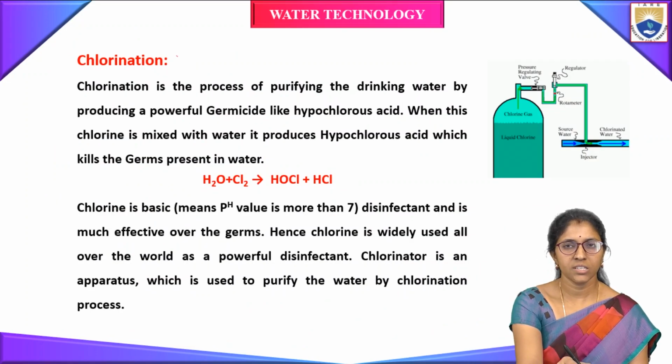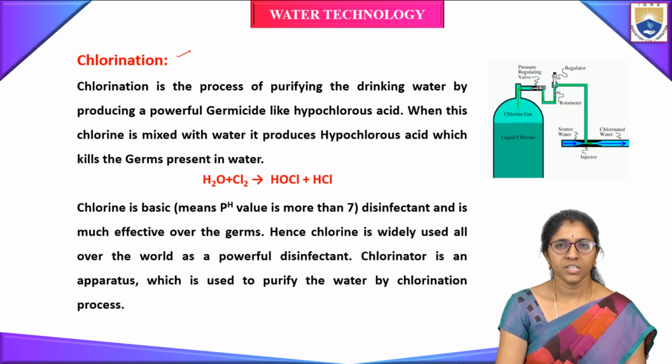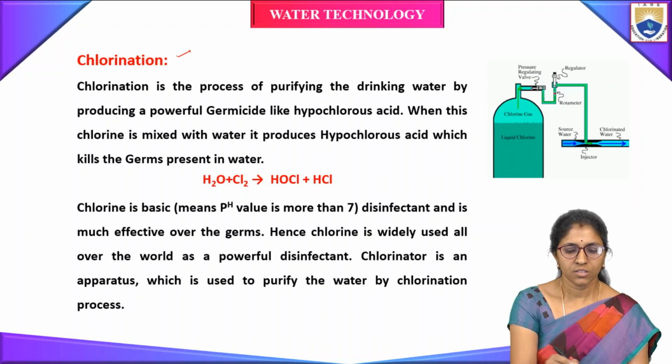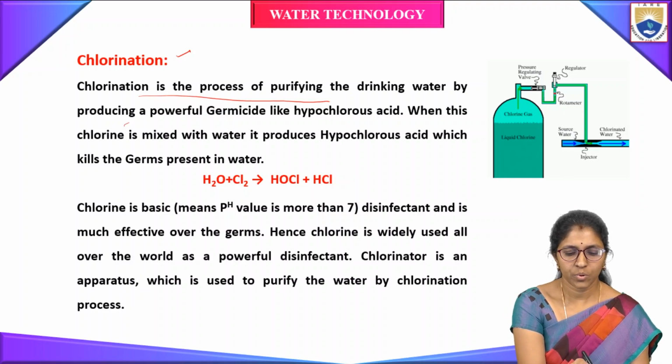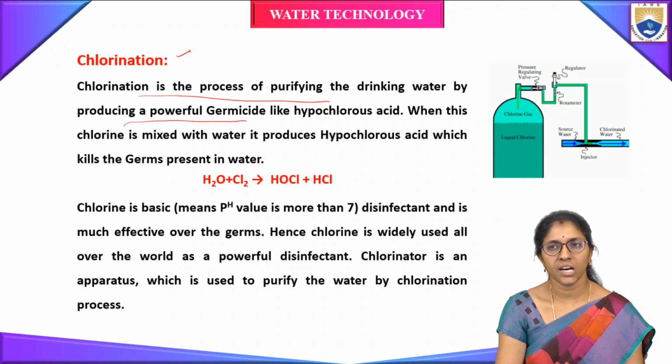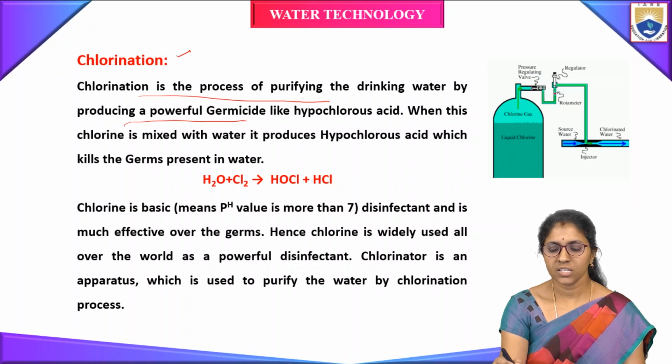So next technique is chlorination. In this we take direct chlorine gas to purify the drinking water. So this is the process of purifying the drinking water by producing a powerful germicide like hypochlorous acid. In this case we are using direct chlorine gas.